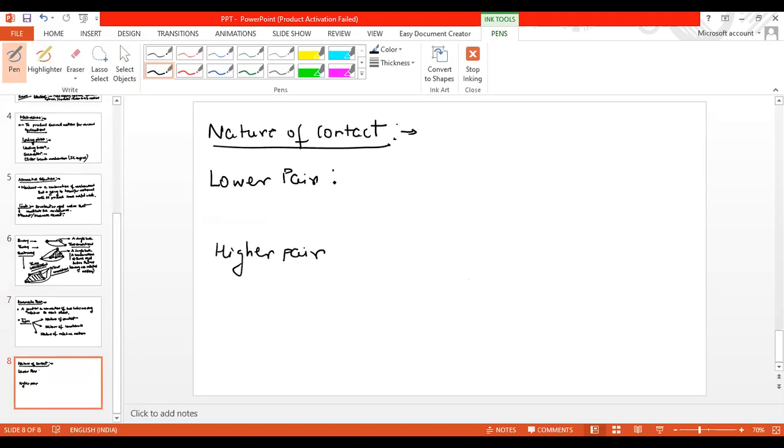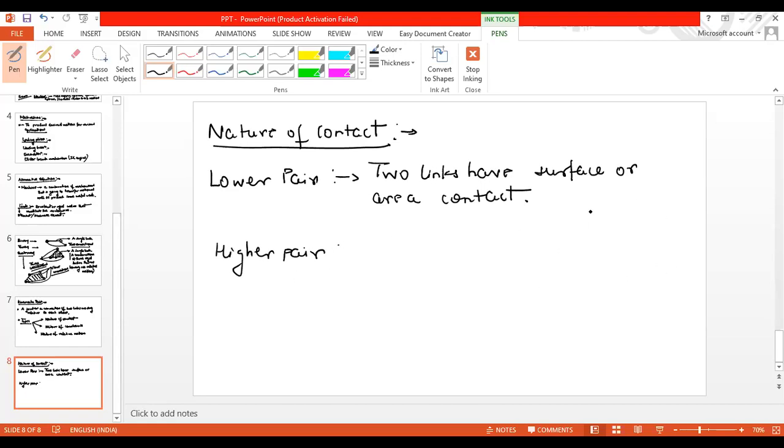So what is a lower pair? A lower pair is if the two links have surface or area contact. Very important, right? So if the two links are having surface or area contact while moving relative to each other, then that pair is generally called a lower pair.